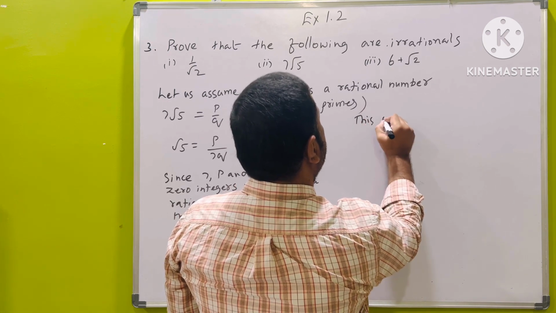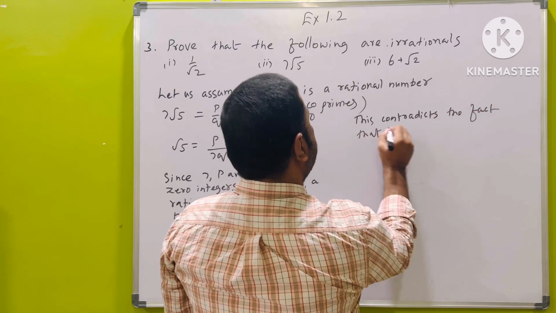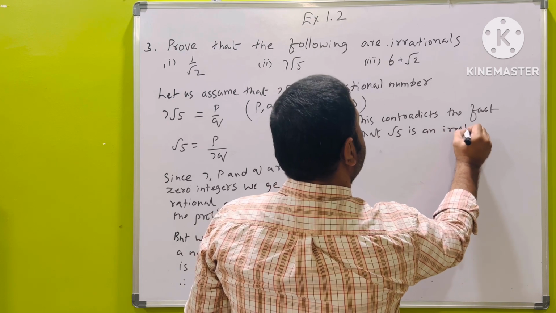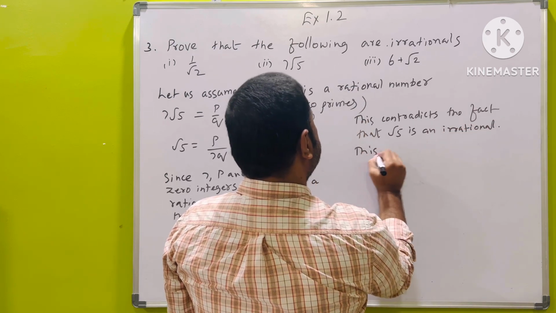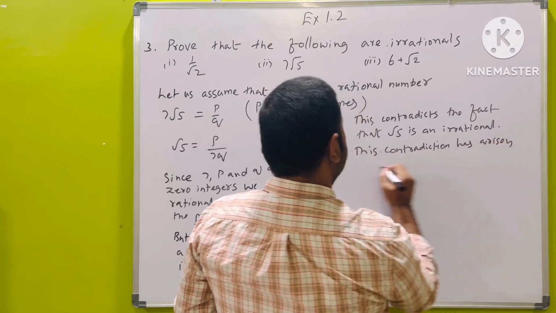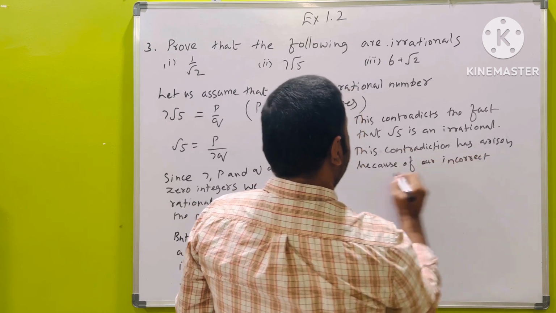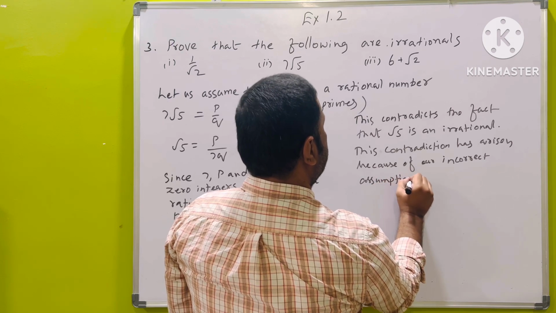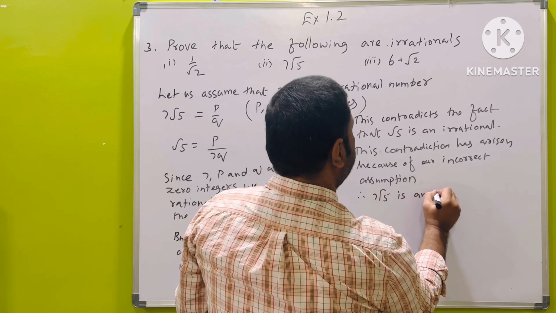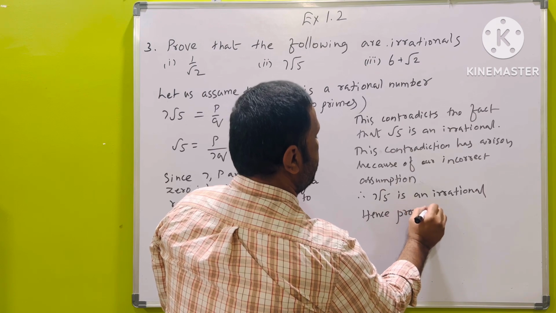This contradicts the fact that root 5 is an irrational. This contradiction has arisen because of our incorrect assumption. Therefore, 7 root 5 is an irrational. Hence, proved.